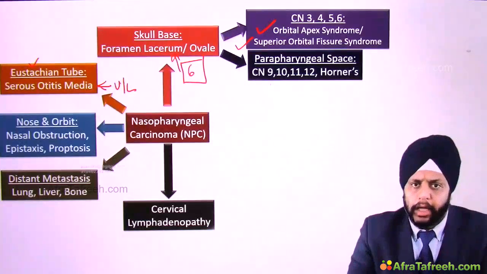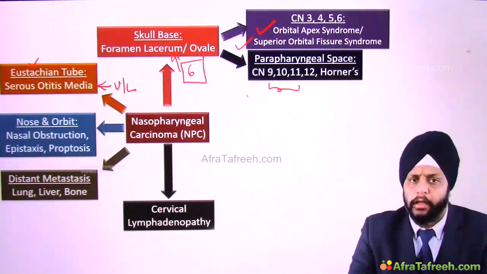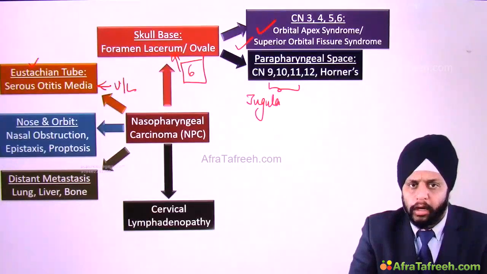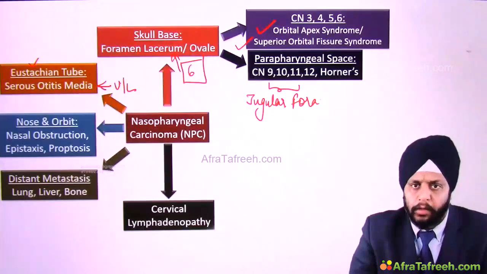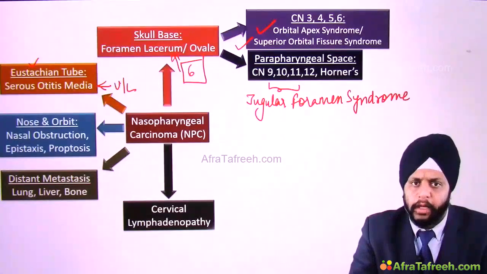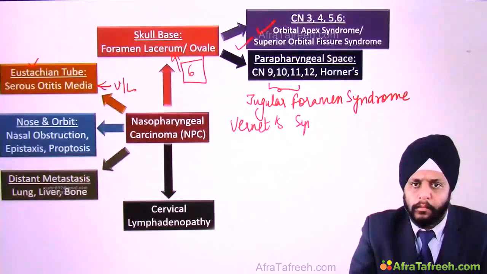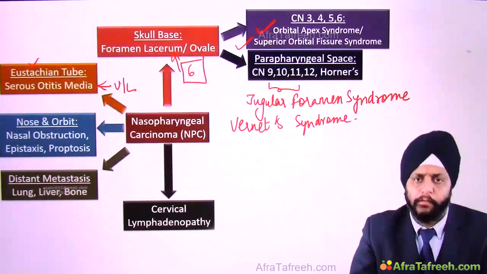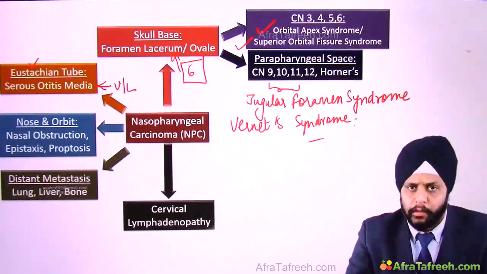Now 9th, 10th, 11th cranial nerve involvement is known as jugular foramen syndrome. Jugular foramen syndrome is also known as Vernet's syndrome. So 9th, 10th and 11th cranial nerve. So that means the jugular foramen has been involved.